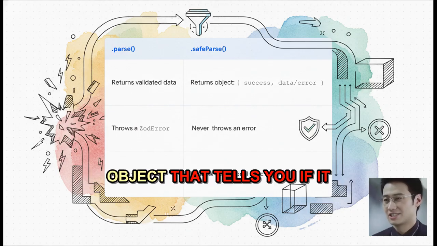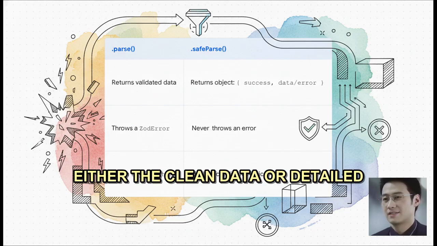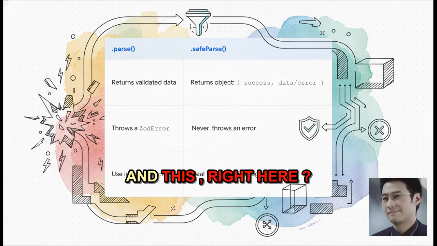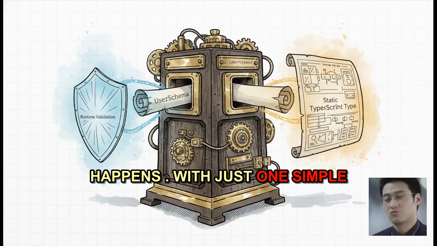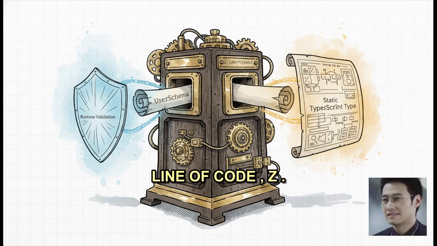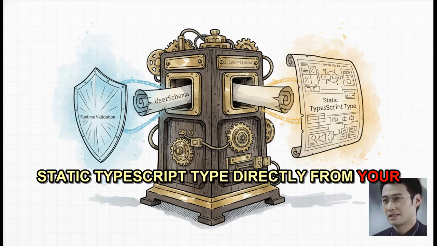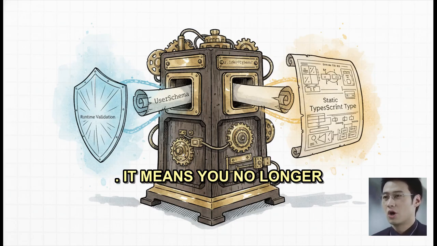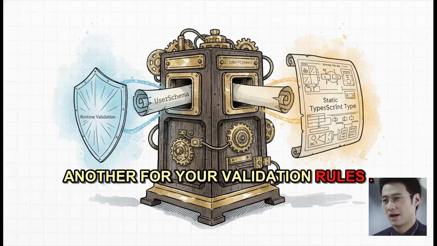Instead, it just returns a little object that tells you if it was successful, and then gives you either the clean data or a detailed error object. This makes handling bad data so much cleaner. And this, right here, this is where the magic really happens. With just one simple line of code, z.infer, you can generate a static TypeScript type directly from your runtime schema. This is huge. It means you no longer have to maintain two separate definitions, one for your types and another for your validation rules.